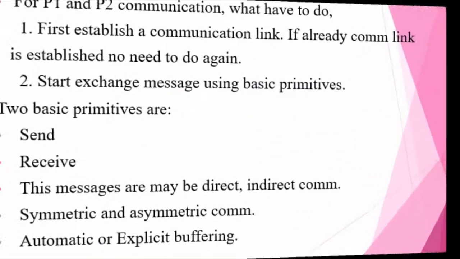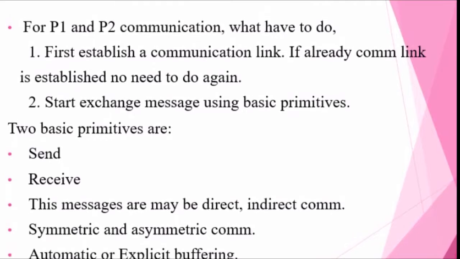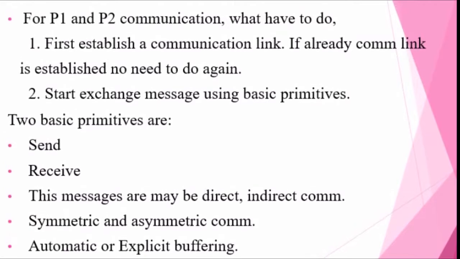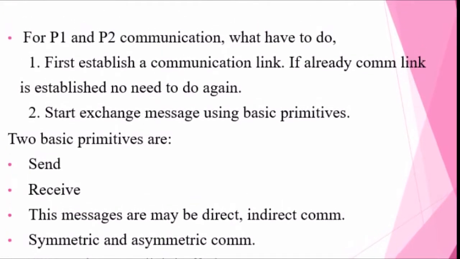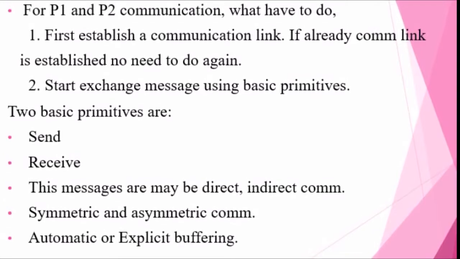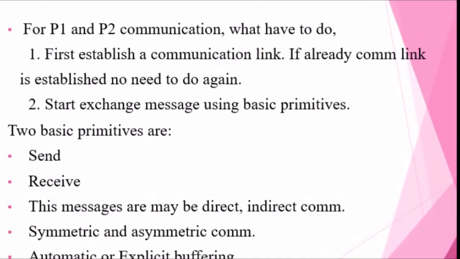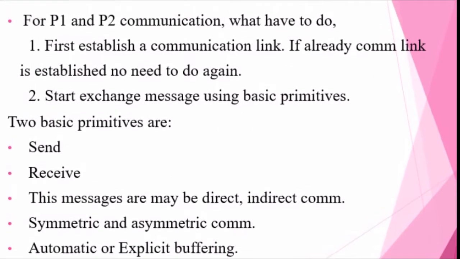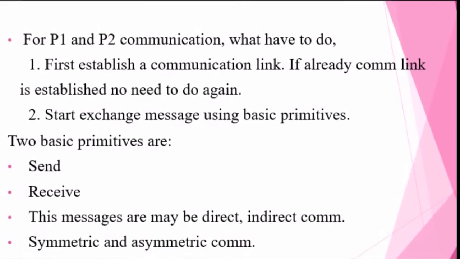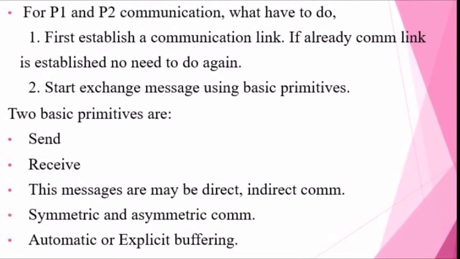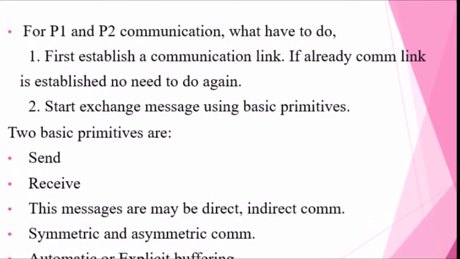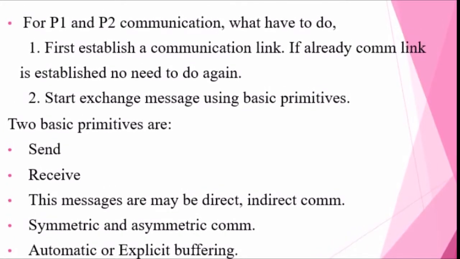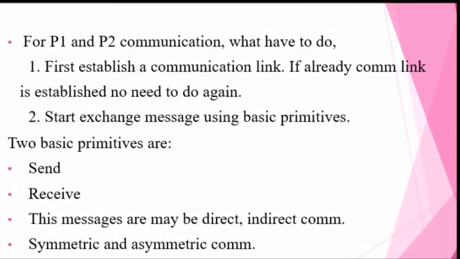How do processes P1 and P2 communicate? First, we have to establish a communication link. If the communication link is already established, there is no need to do it again. Second, start exchanging messages by using basic primitives. Two basic primitives are there, one is send, another one is receive. In send, it is message comma destination address, sending to the receiver. Second is receive, again message comma host. Host means from where the message is coming, from the sender. These messages may be direct or indirect communication, symmetric and asymmetric communication, automatic or explicit buffering.